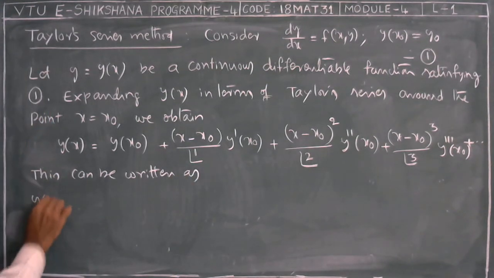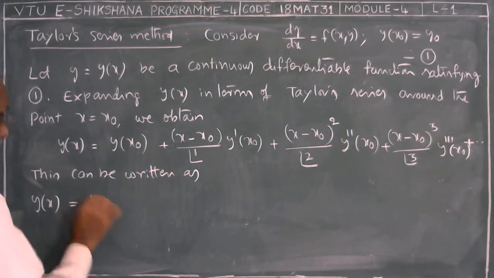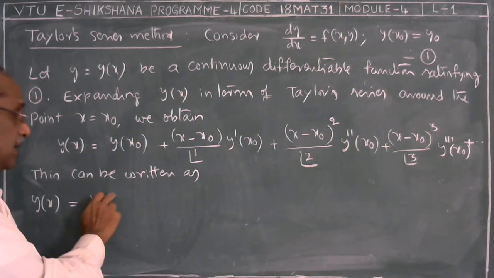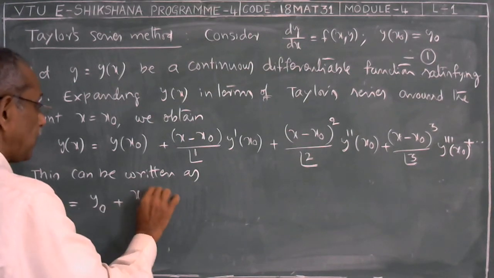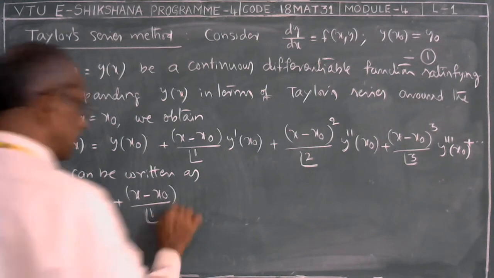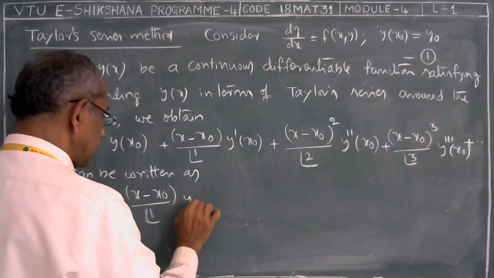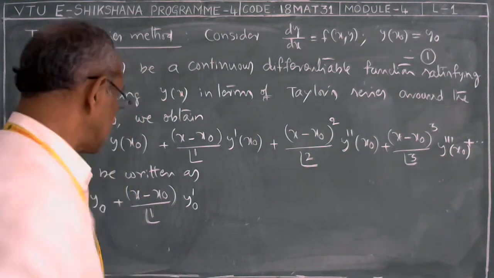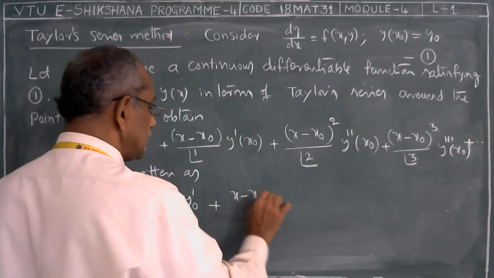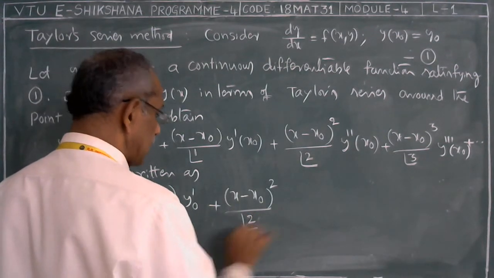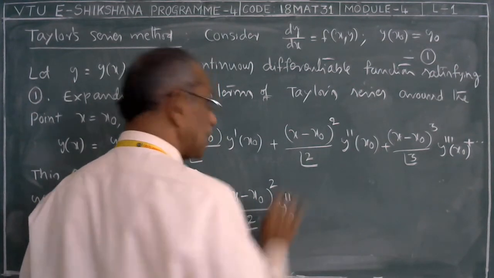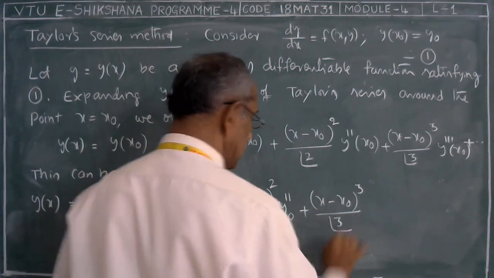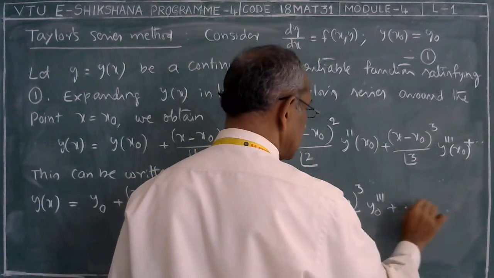This can be written as y of x is equal to, I will write y naught in place of y of x naught. That means y naught is y evaluated at x equal to x naught, plus x minus x naught divided by factorial 1 y dash of x naught, which I will write as y naught dash, that is the first derivative calculated at x is equal to x naught, plus x minus x naught whole square divided by factorial 2 y naught double dash plus x minus x naught whole cube divided by factorial 3 into y naught triple dash and so on.